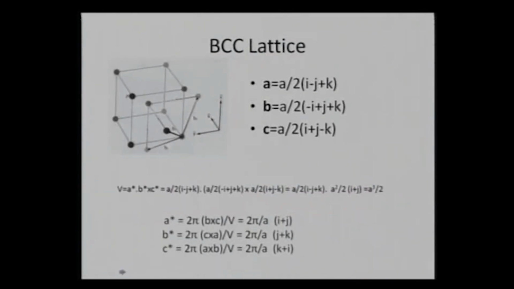And now coming to the BCC lattice, this A is again my lattice constant for a cubic lattice, and again A, B, C are the new axes which will really form the new crystal.